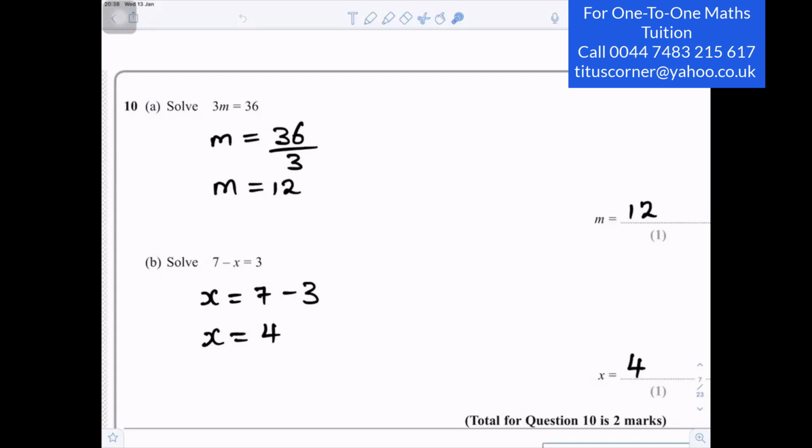Solve 7 minus x equals 3. This one, the x on the left side is negative. So we can decide to take the x to the right. It becomes positive x. And take the 3 to the left, it becomes minus 3. So 7 minus 3 equals x. So the answer is x equals 4. And you can check your answer, put 4 for x. 7 minus 4 is 3.